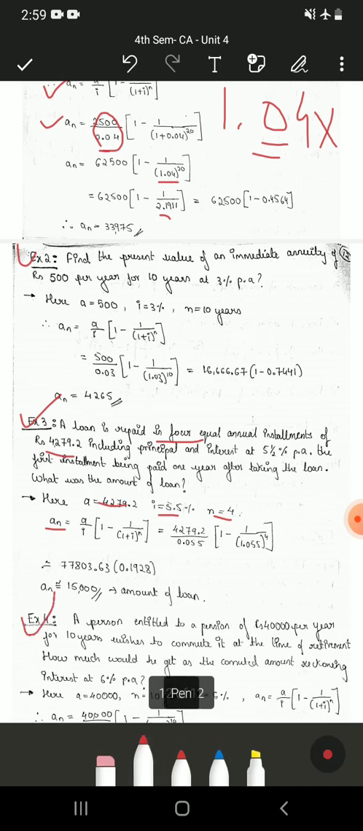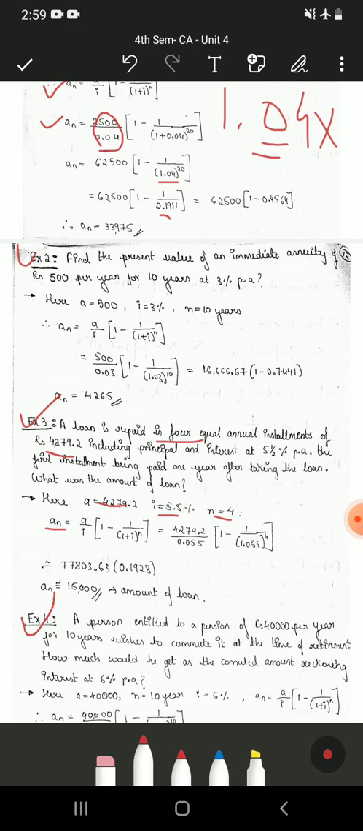So the last problem for today is: a person entitled to a pension of rupees 40,000 per year for 10 years wishes to commute it at the time of retirement. How much would he get as the commuted amount, reckoning interest at 6% per annum? So here the word commute means instead of making a yearly payment, you want to get it in one payment, that is in a lump sum payment. So you have to find out how much the person gets at the time of his retirement.